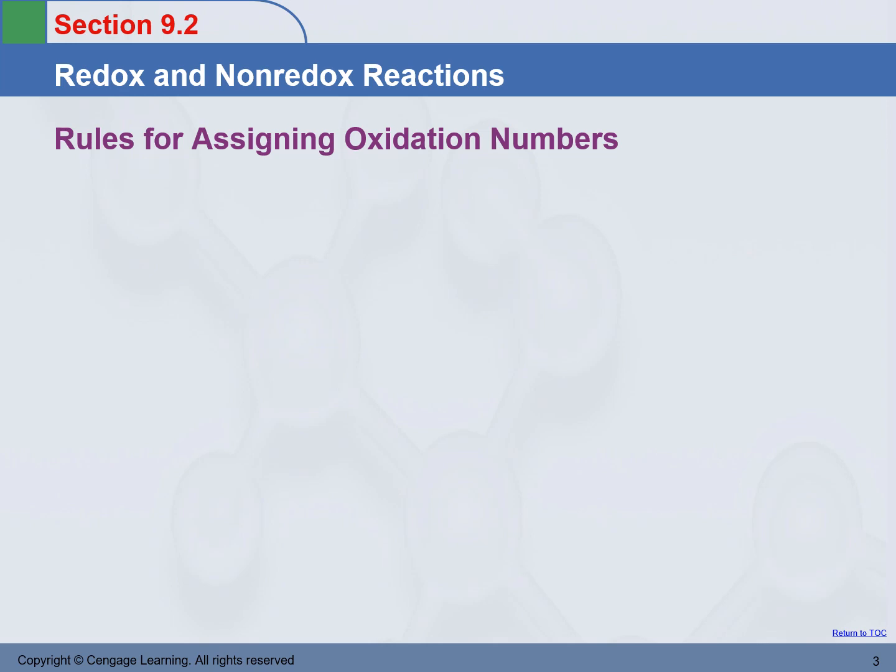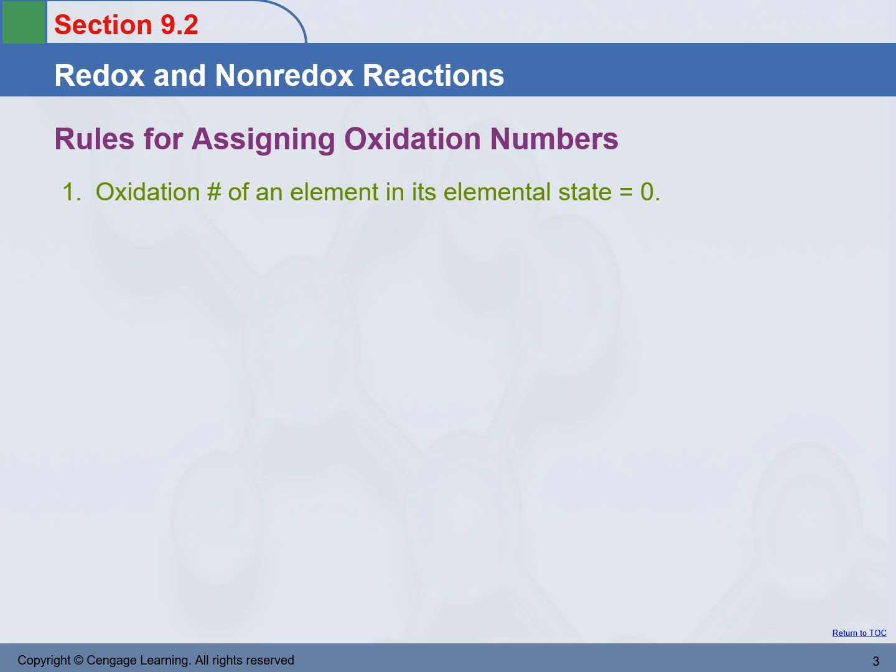Our goal is to use the oxidation numbers to predict whether a reaction is a redox or not, to predict if electrons are transferred during a reaction or not. So let's go through the rules for assigning oxidation numbers. Number 1, the oxidation number of an element in its elemental state is 0.